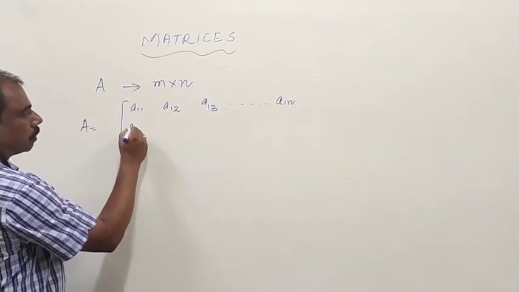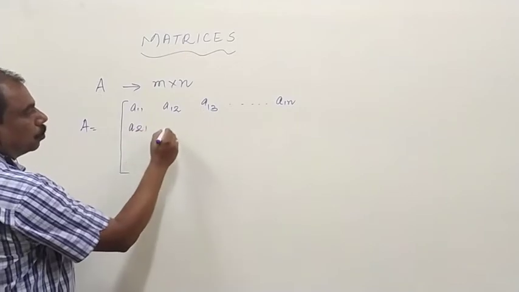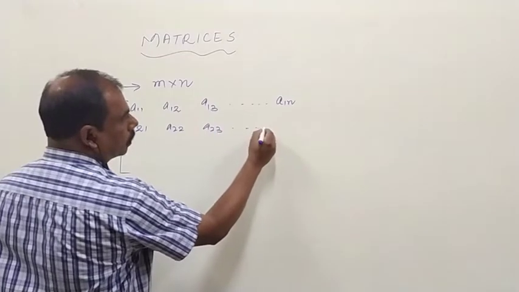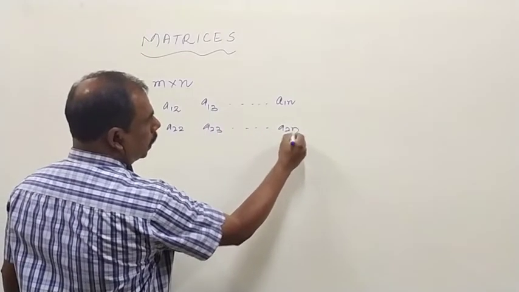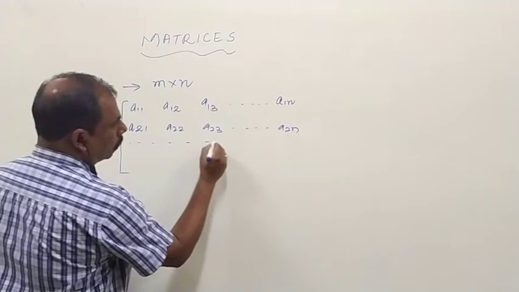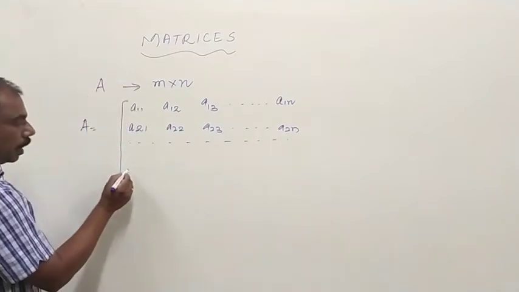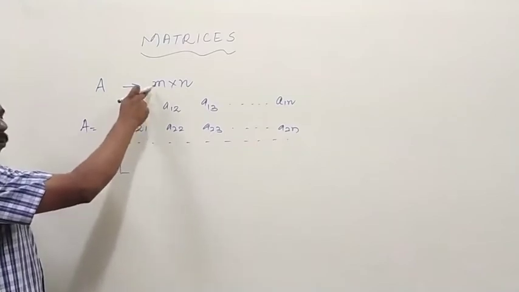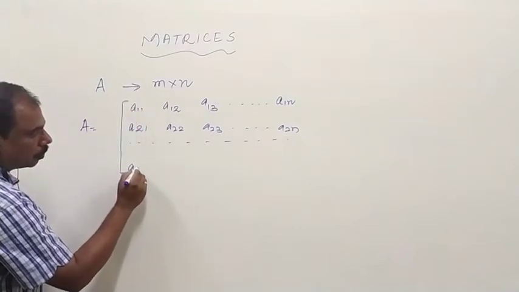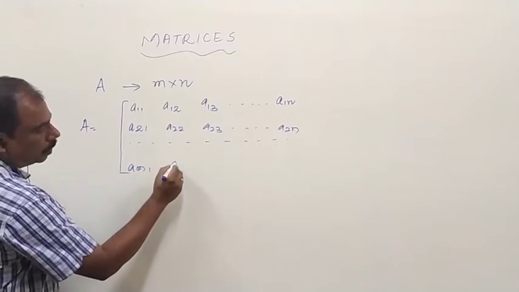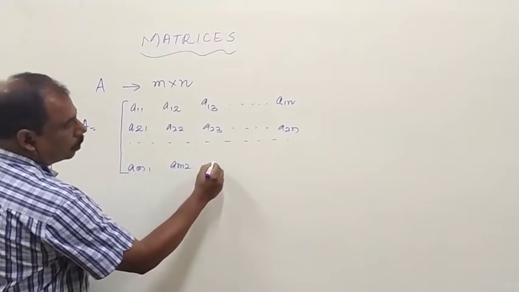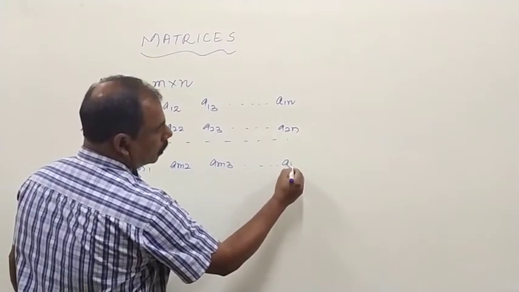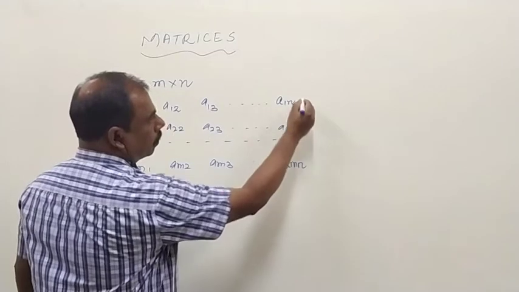Likewise, if you come to the second row, we have a21, a22, a23, etc., a2n, and so on. If we come to the last row, we have a maximum of m rows. So the last row is of the form am1, am2, am3, etc. The last element is amn.